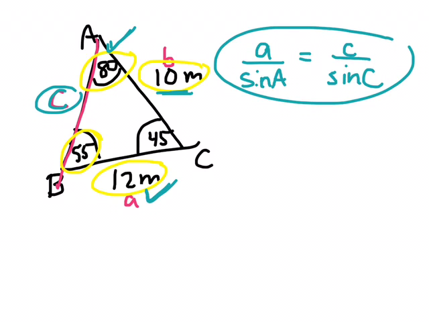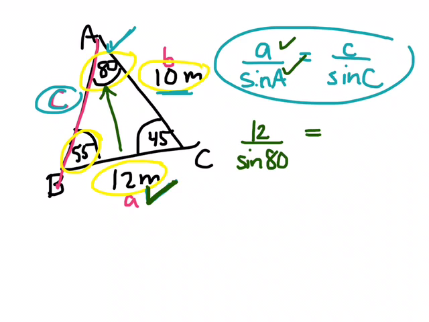In order to use sine law, you have to be given at least one side length and its opposite angle. You have to have one complete ratio, otherwise you can't solve for this. So what is side length A? What's my ratio? 12 over sine 80 is equal to, do I know C? No. C over, do I know the angle? Good, sine 45. Same thing, we're going to cross multiply.